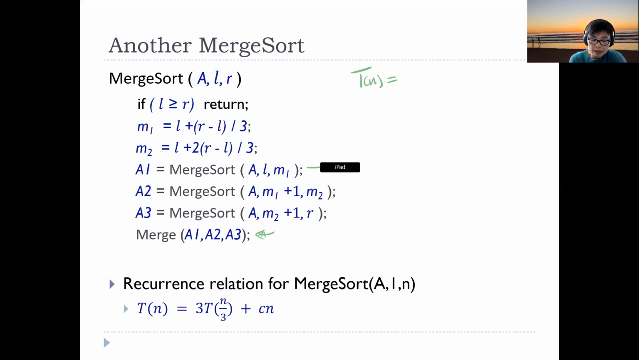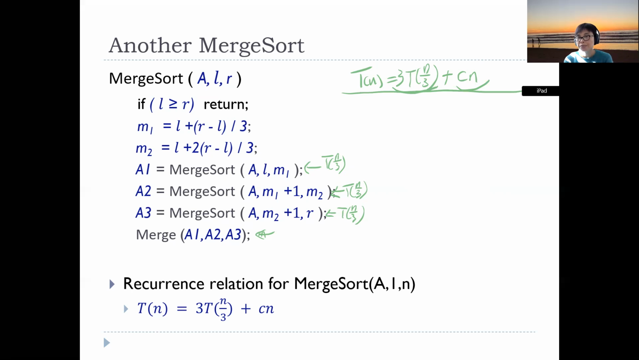And this is the same algorithm, but now on a subarray of size n/3. This is also n/3, and this is also n/3. So the time complexity of our algorithm becomes 3T(n/3) plus cn. These are the three recursive calls, and this is the time for the merge. So this is the recurrence that we have.